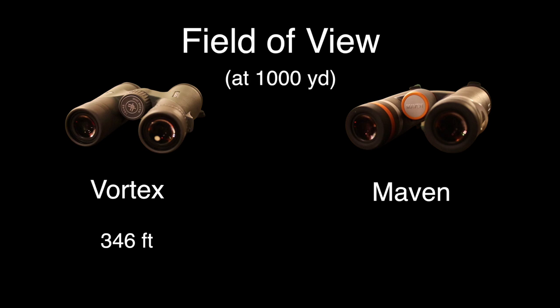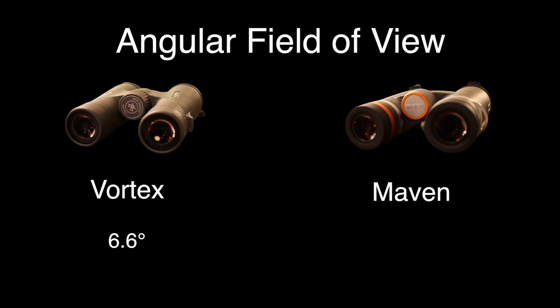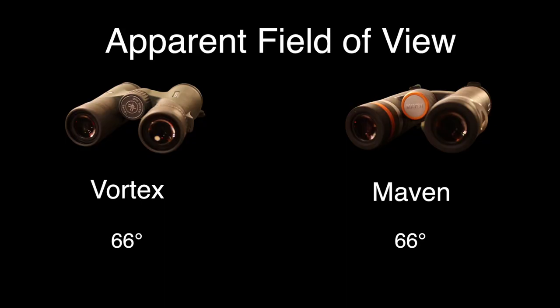With the Mavens, you can see only 314 feet from one side to the other. So a smaller field of view, but that's because it's zoomed in more. So the angular field of view, so how big of an angle you can see at one time, with the Vortex, it's 6.6 degrees. With the Mavens, it's 6 degrees, but the apparent field of view, that's the magnification times the actual angle, is how much it seems like you can see. They're actually both identical, 66 degrees. So when you look through them, you feel like you're seeing the same amount of stuff. With the Mavens, it's just zoomed in a shade more.